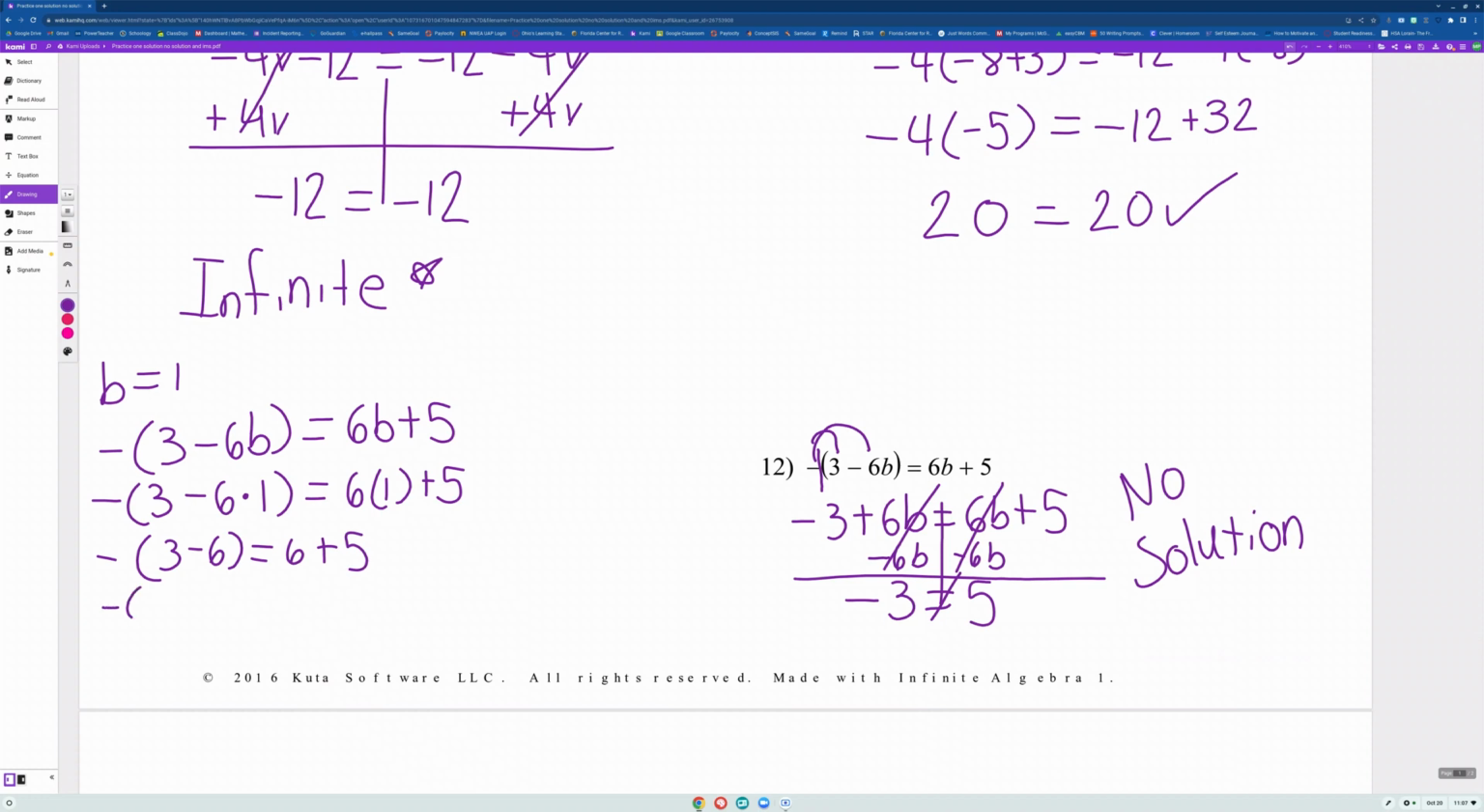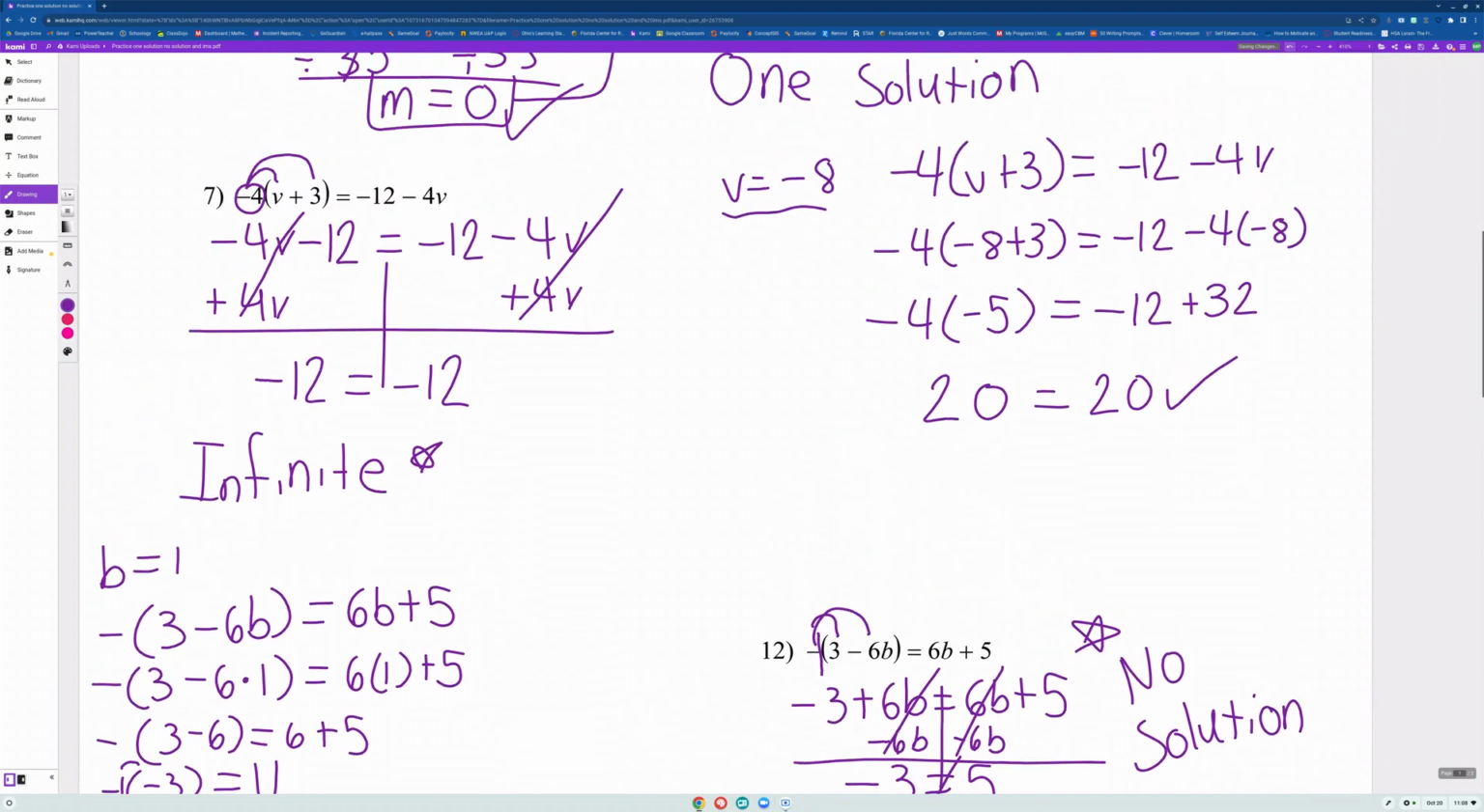Still have to solve within my parentheses, so 3 minus 6 is -3 is equal to 6 plus 5 is 11. Now I have to distribute my -1, and I'm just going to multiply. So -1 times -3 gives me positive 3 equals 11. That is not a true statement, so because of that, we do know that this is no solution.